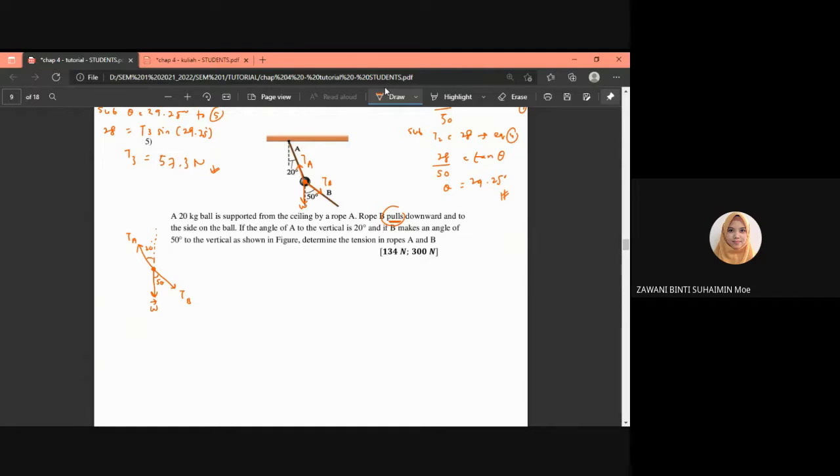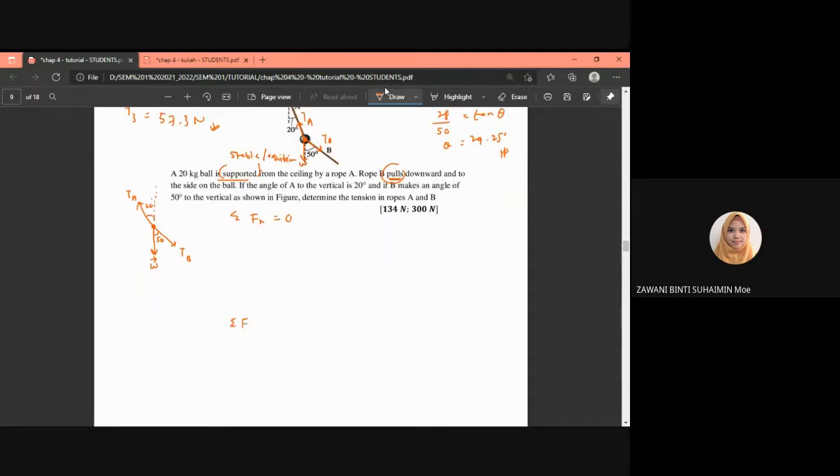Now the keyword is supported. Usually the word supported describes that your object is in a stable condition, meaning it is in an equilibrium state. That is the keyword. So when it is in equilibrium, the laws we use are summation of Fx is equal to 0 and summation of Fy is equal to 0. We just do it like that, easy. Alright. So in the x component, we have weight downward, so that means negative weight.